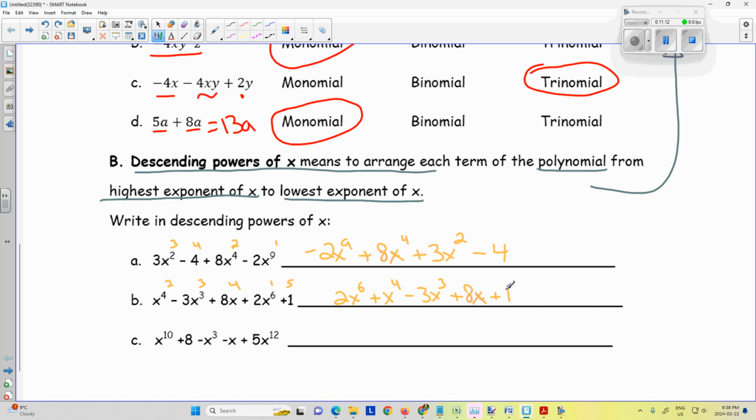So we have that one done. And we can see that they are in descending order of exponents. So 6, 4, 3, 1, and no exponents. And these again would be our constants. So here I'm going to again identify which one is my highest. That's my highest exponent, second highest exponent, third highest exponent, fourth highest exponent. So 5x to the 12 plus 10, nope, made a mistake.